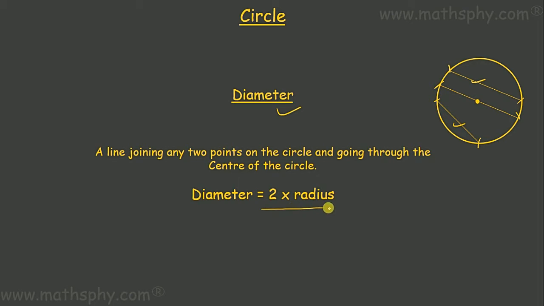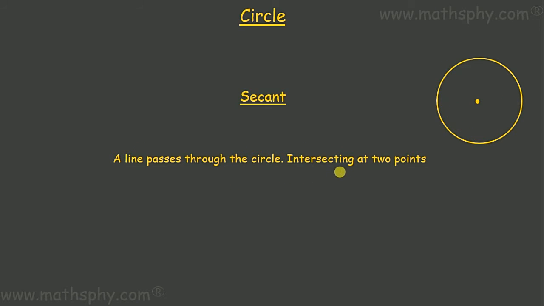Diameter is double of the radius. Length from center to the circumference is called the radius. So this piece from here to here will be radius. This length here from this center to this point will also be radius. So the diameter would be radius plus radius, or 2 into radius. That is why we say diameter is always the double of the radius.